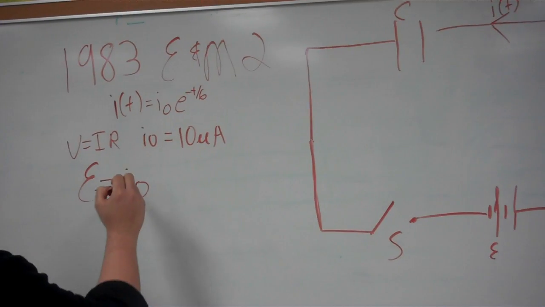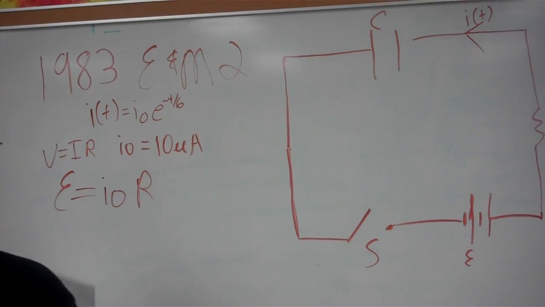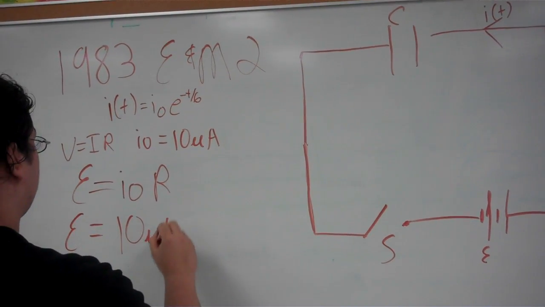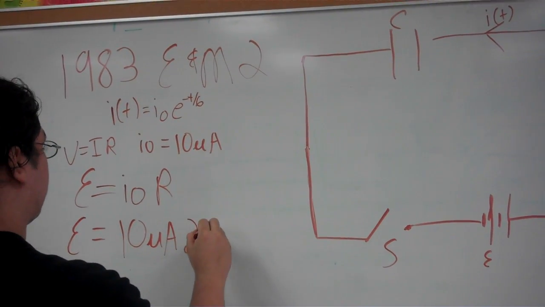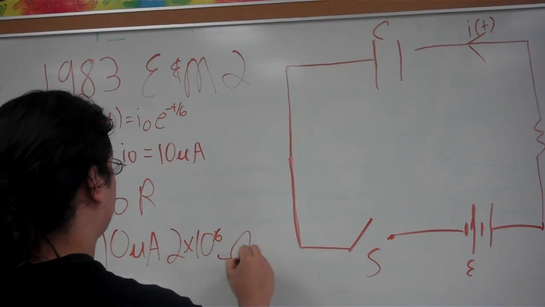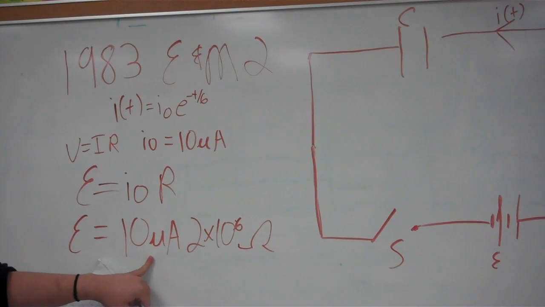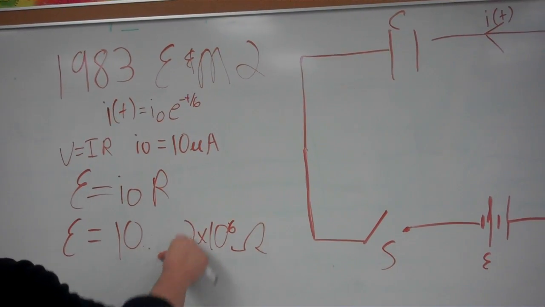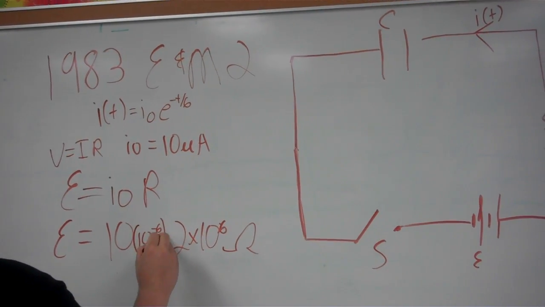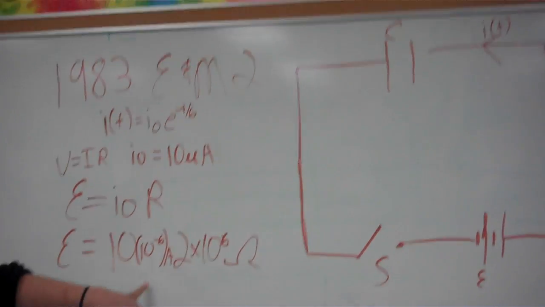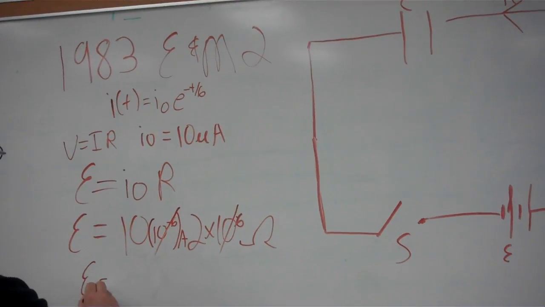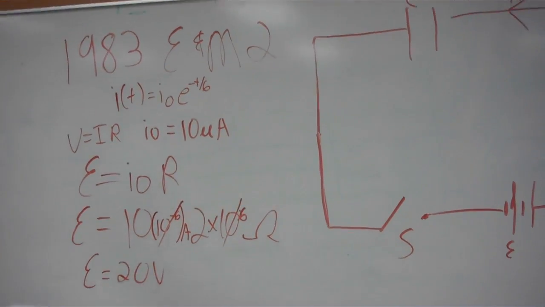So I naught R. This turns out to be electromotive force is equal to 10 microamperes times 2 times 10 to the 6 ohms. Microamperes being micro, this is the same as 10 times 10 to the negative 6 amps. And these cancel out, giving us an electromotive force of 20 volts.